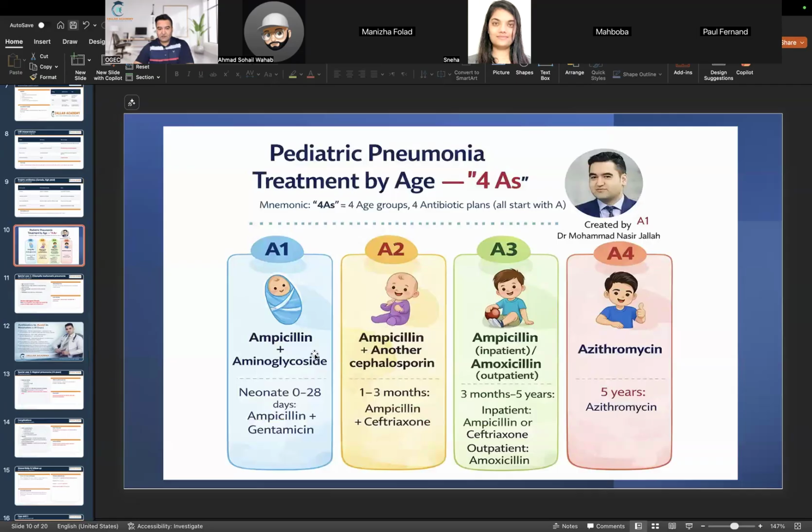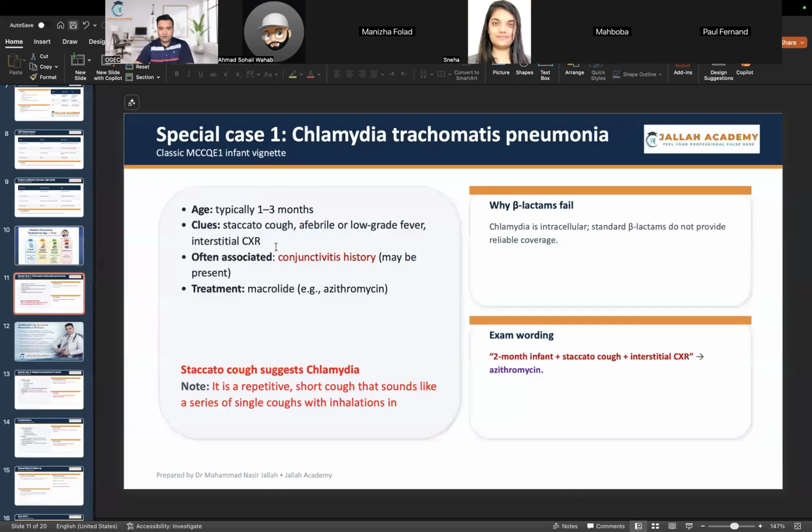So that is the mnemonic that I made: ampicillin plus gentamicin, ampicillin or ceftriaxone, ampicillin or ceftriaxone, and azithromycin. So all of them start with A, okay? All start with A. So special cases, like let's say age, typically 1 to 3 months, the staccato cough, which is again those small and repetitive cough, afebrile or low-grade fever, interstitial X-ray, often associated conjunctivitis history may be present, treat with macrolide.